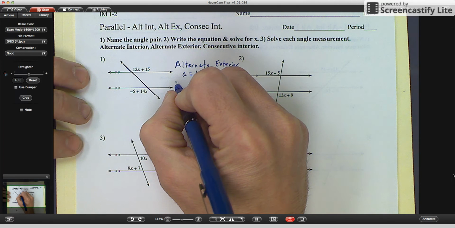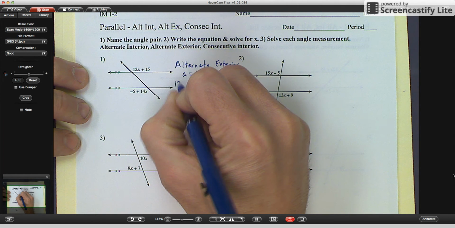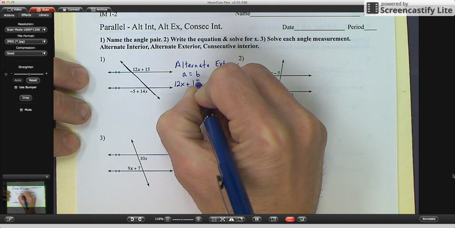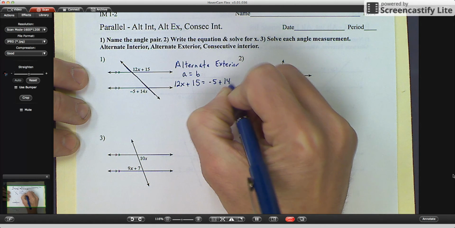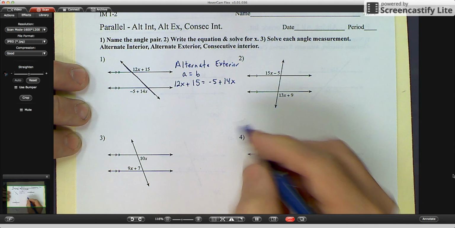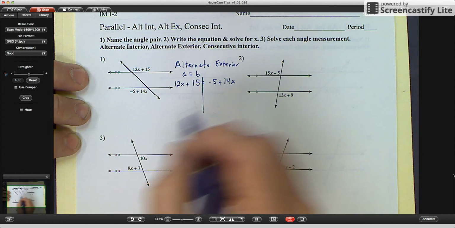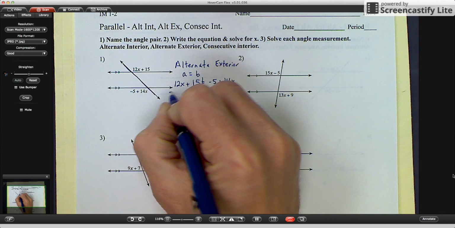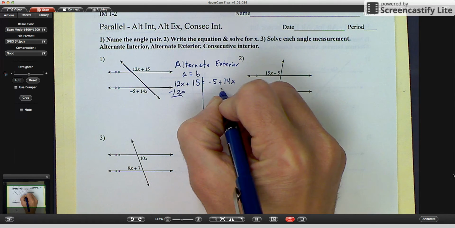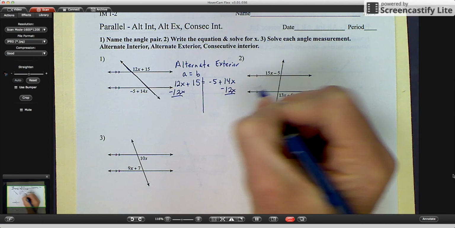And then I'm just going to substitute the angles in for the equation. So 12x plus 15 is equal to a negative 5 plus 14x. And then we're going to solve that equation. Middle of my equation is the equal sign. I'm going to draw a little line. And then I'm going to realize that I need to get all my x's on one side. So I'm going to subtract 12x from here and from here because they are like terms.